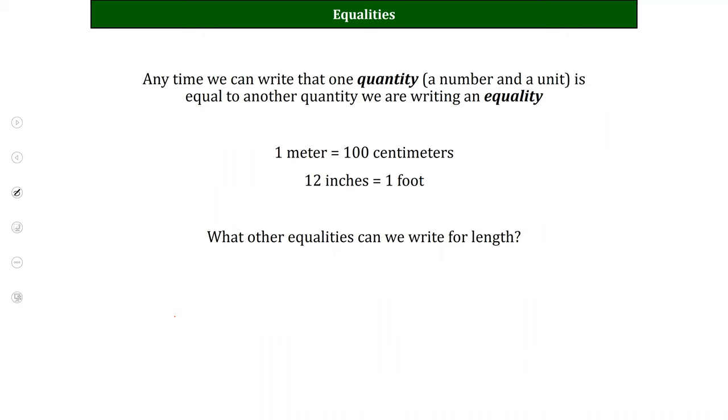There's all sorts of weird units out there, but anytime we can say two things are equal, we can write it like this. So one fathom equals 6 feet. We can do the same thing for volume or time or mass.